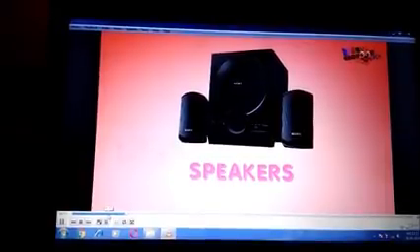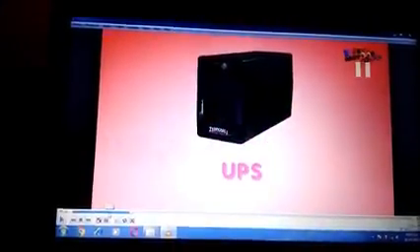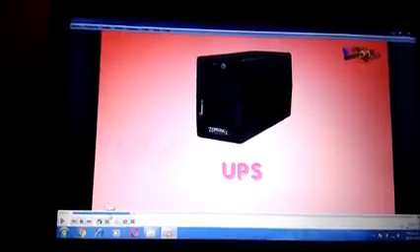The next component comes UPS. UPS stands for uninterruptible power supply. It is an electronic apparatus that provides emergency power backup when the main power fails.